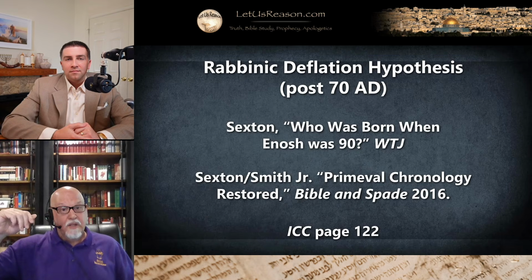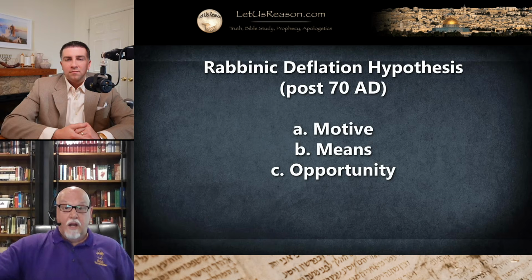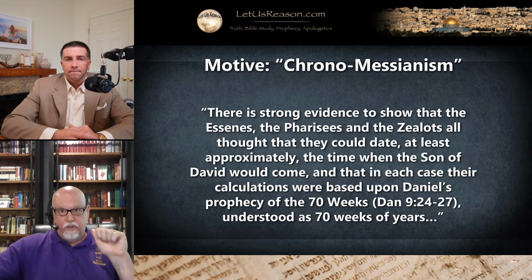Okay. So my friend Jeremy Sexton wrote an article in the Westminster Journal 10 years ago where he alludes to this as the explanation for the Masoretic chronology. We wrote an article together in Bible and Spade, which is an ABR publication, popular level one, talking about this. And I talk about it in a number of my papers and a number of videos. Remember, we talked about motive, means, and opportunity. So let's think about the rabbis in the post 70 AD milieu. The first thing we want to talk about is what's the theological context.